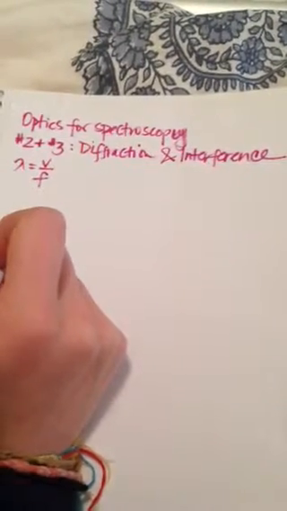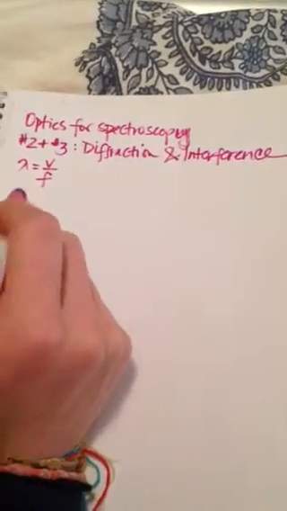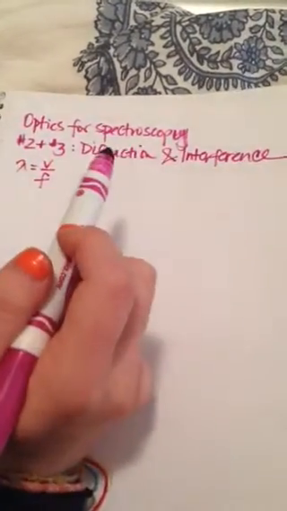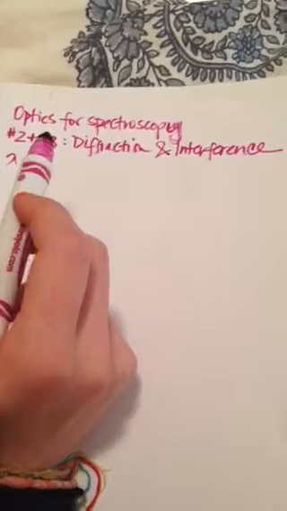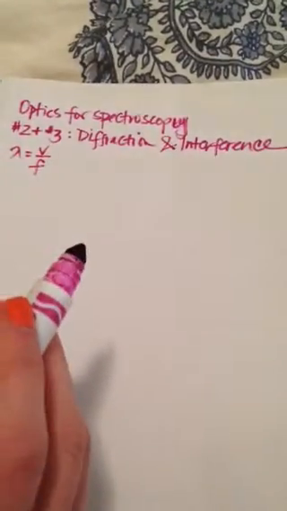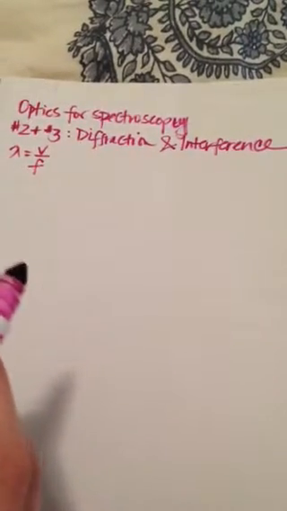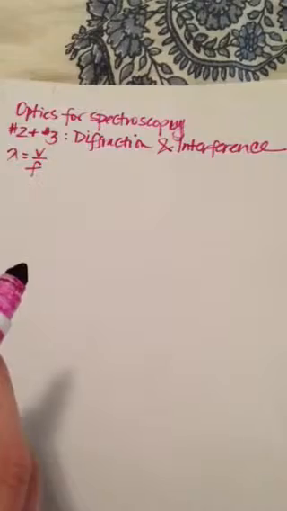Hi everyone, I'm here to solve numbers 2 and 3 from the Optics for Spectroscopy homework. It's from the Diffraction and Interference section, and the question asks us to solve for the width of a doorway, and it gives us the frequency of the sound that's going through the doorway and the speed of sound, which we all know. So I'm just going to go ahead and solve.